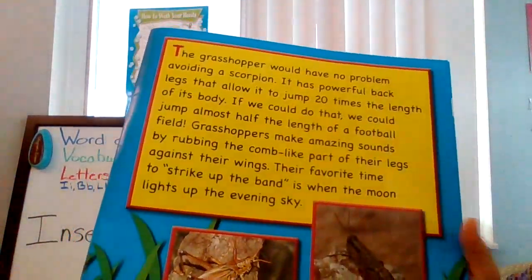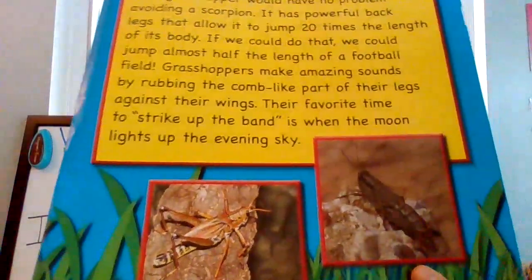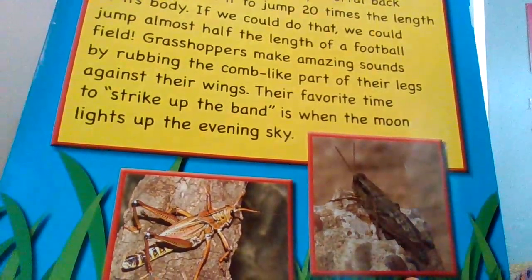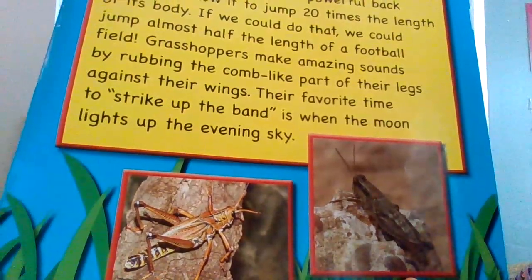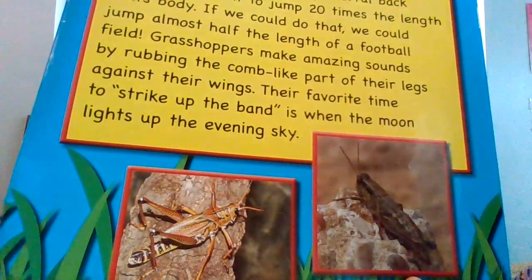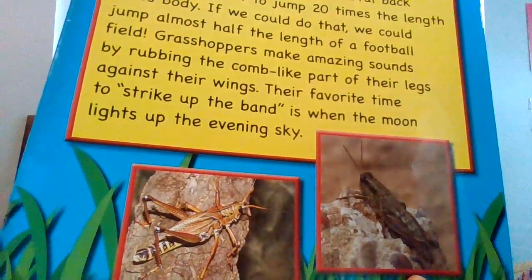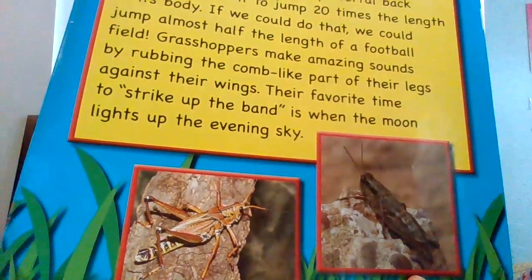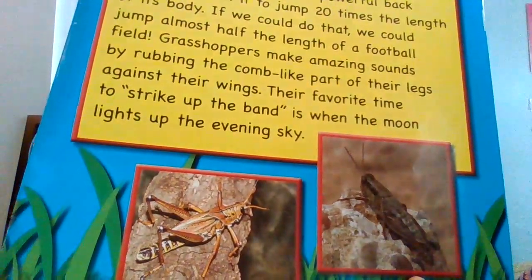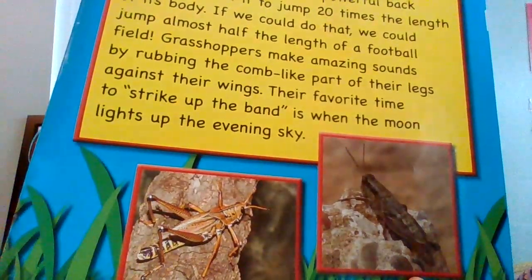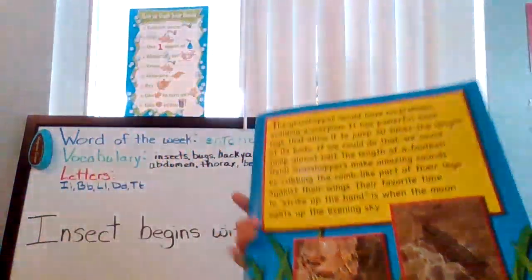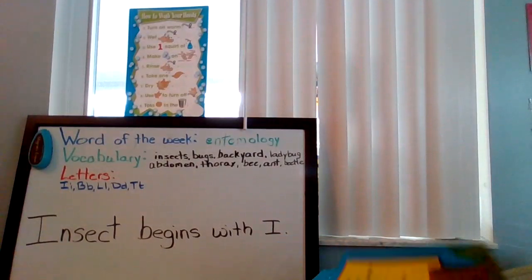The grasshopper would have no problem avoiding the scorpion. It has powerful back legs that allow it to jump 20 times the length of its body. Oh my gosh, that's a really high jump. If you could do that, you could jump almost half the length of a football field. Grasshoppers make amazing sounds by rubbing the comb-like parts of their legs against their wings. Their favorite time to strike up a band is when the moonlight is in the evening sky. They make the most noise at night.